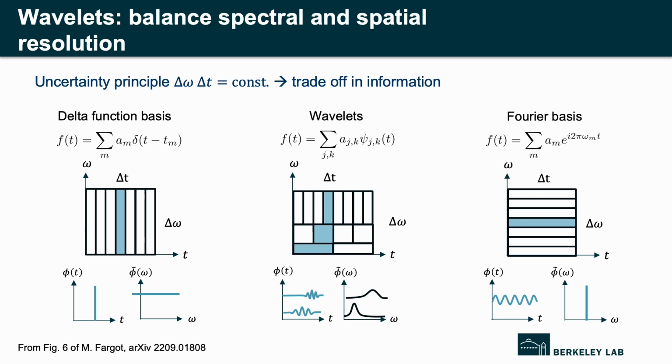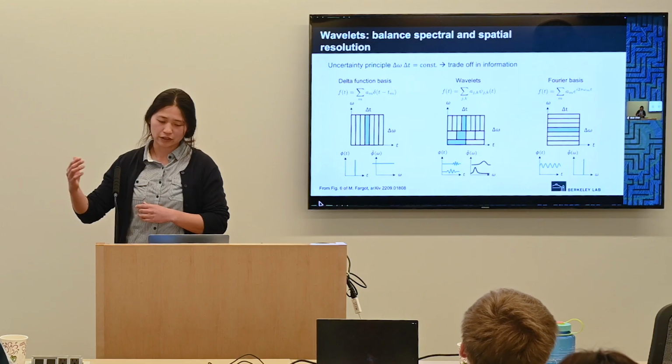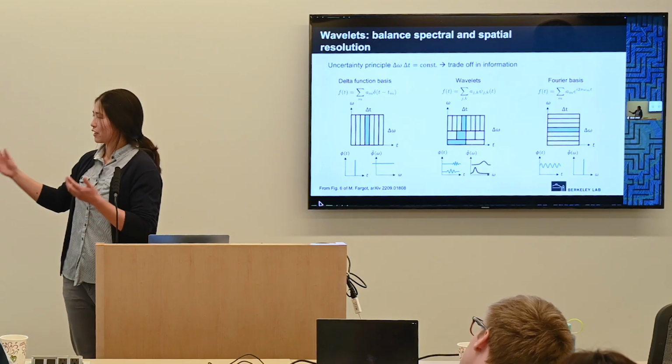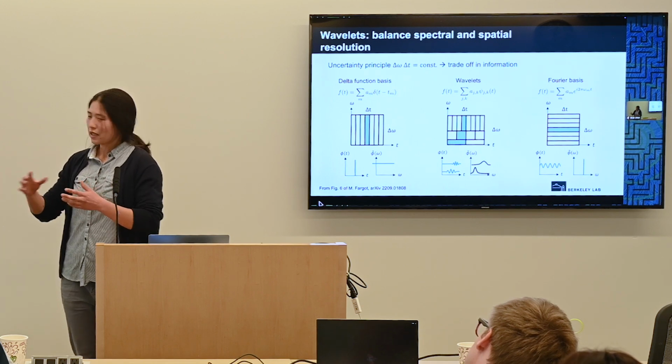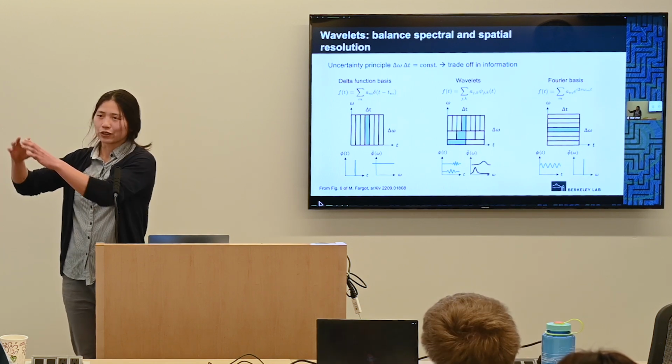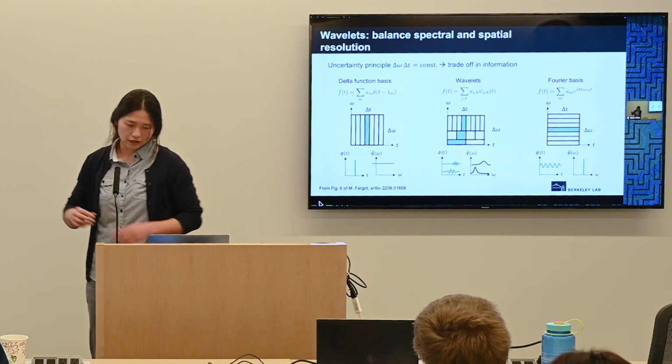The idea behind wavelets is that we find some middle ground. The basis functions have both spatial locality and spectral locality. As shown in the middle diagram, these functions can be more or less local in time or space, but at the cost of having more spectral uncertainty. These basis functions typically look like wave packets, which are essentially little oscillations that are localized at a specific point in space.